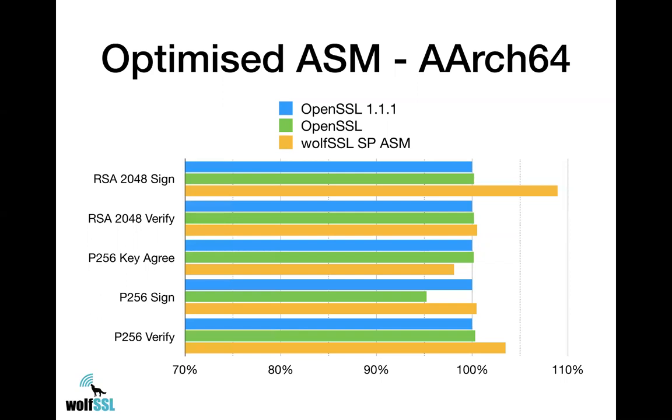So, RSA, yep, the sign is about 8% faster. The verify, same speed. The key agree, yeah, we're about 2% off. It's not a lot. 2% is not a lot in the scheme of things. The sign, yeah, about the same. I'm not sure what happened with that OpenSSL there. That's the latest master of OpenSSL.